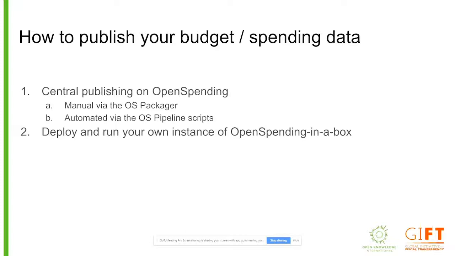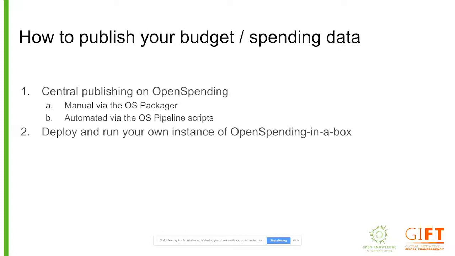One is to do it on Open Spending. OpenSpending.org is the centralized platform where budget and spending data is being published using the specification I just outlined, and providing easy to use visualizations that will make it easier for citizens to understand the budget and spending data. There are two ways in which that data can get into Open Spending. One is to use the Open Spending packager, and one is an automated process through the pipeline scripts. And I will go into more detail on each of these two.